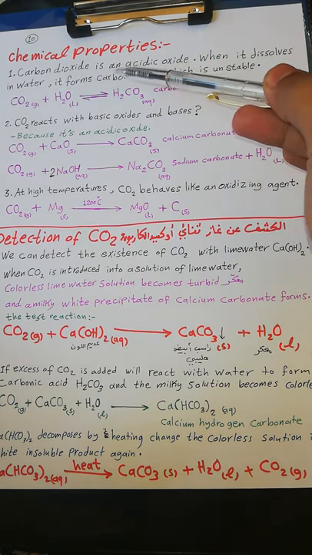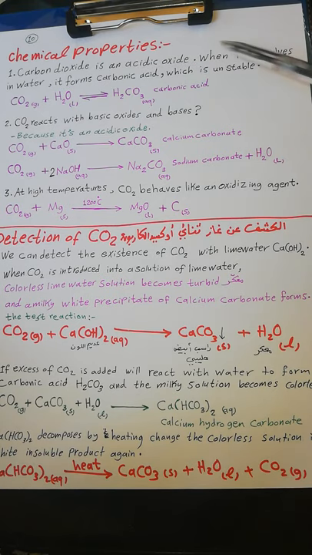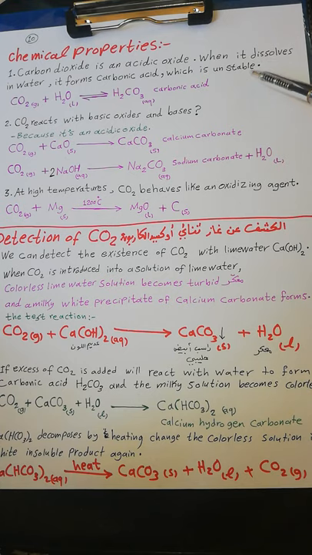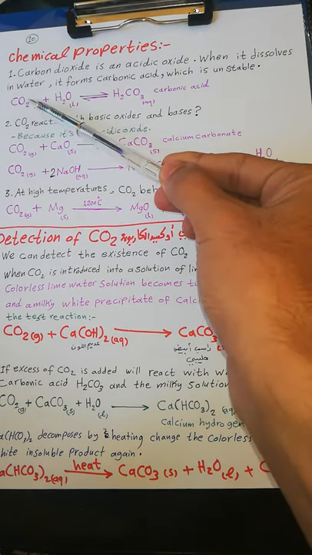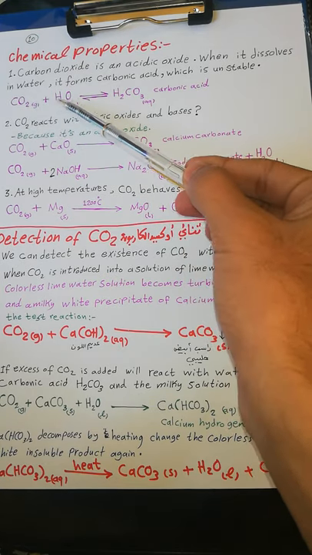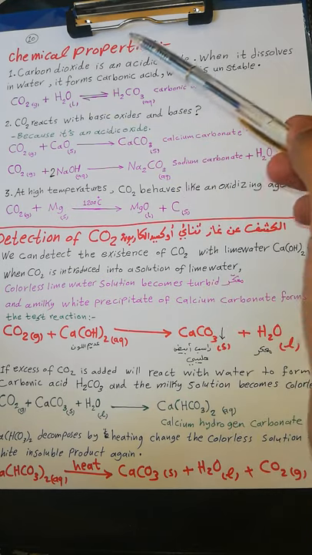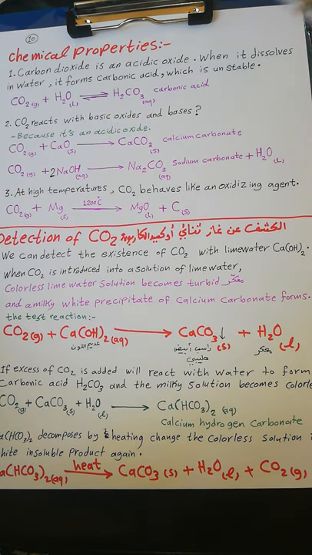Carbon dioxide is an acidic oxide. When it dissolves in water, it forms carbonic acid, which is unstable, meaning it will decompose back. CO2 gas, this is the carbon dioxide, plus water, reversible. Why reversible? Because it is a weak reaction, meaning the reaction happens and then it decomposes again.